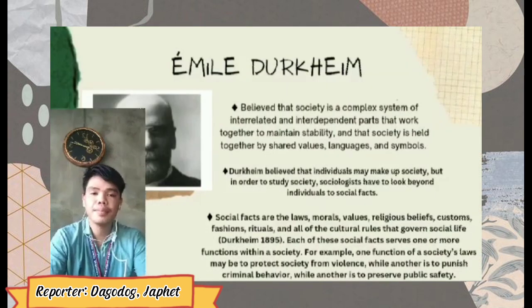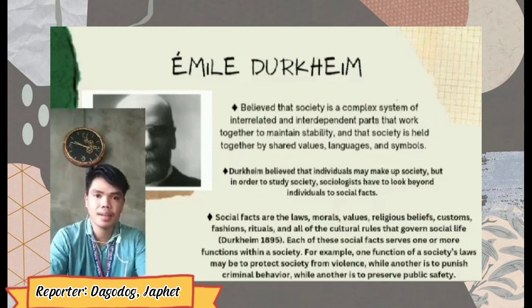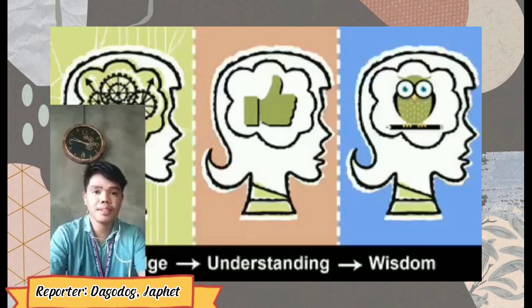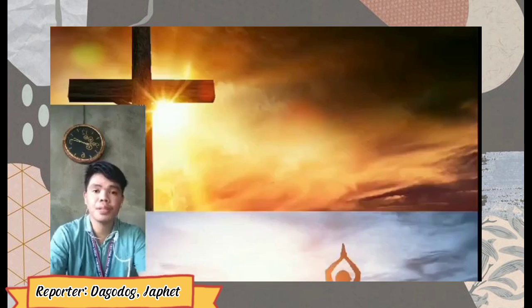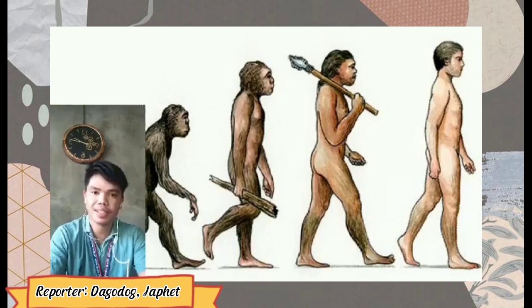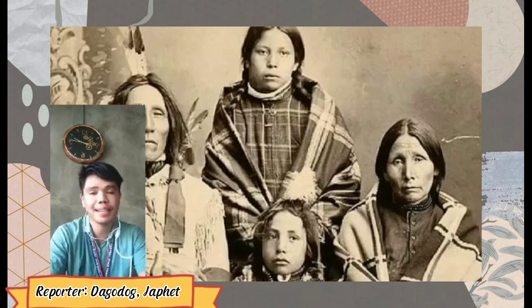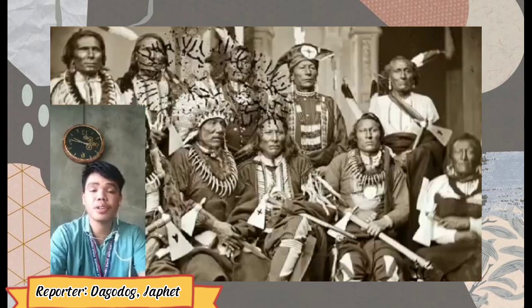Furthermore, Durkheim believed that individuals may make up society, but in order to study society, sociologists have to look beyond individuals to social facts, which is really very true. We all know the origin of man, with all due respect to our religion, so let us tackle some science facts. It all started from a single species that later developed into an ape, then into a man, family, tribe, clan, community, and then into a society.